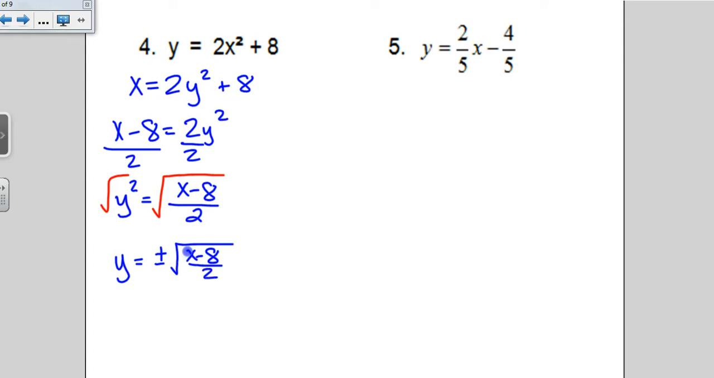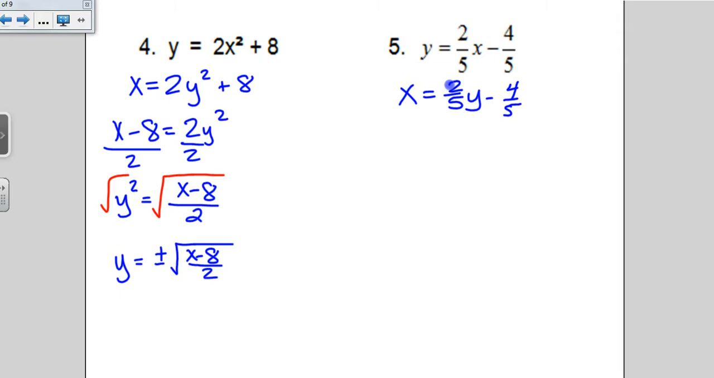Now later on we'll see examples of where they give you restrictions on the function, domain restrictions, and you'll see what I mean in a little bit. So number 5, we're going to switch the x and y. x equals 2/5 y minus 4/5.